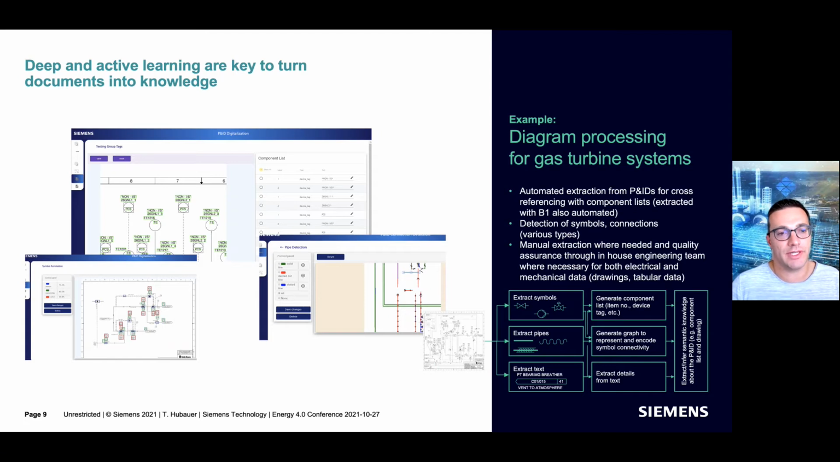And this is where active learning comes in, because if a user tells us, no, the symbol is actually not a motor, but it's a certain type of pump, then we will collect this feedback and we will retrain our models. So the more people use the system, the smarter we will in the end get.